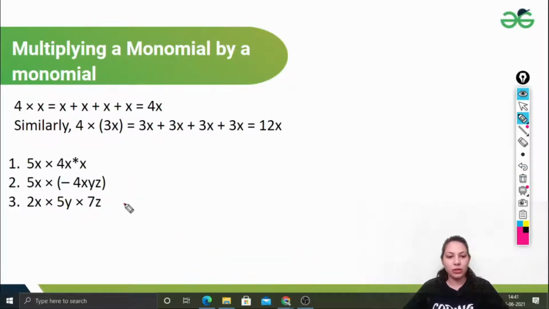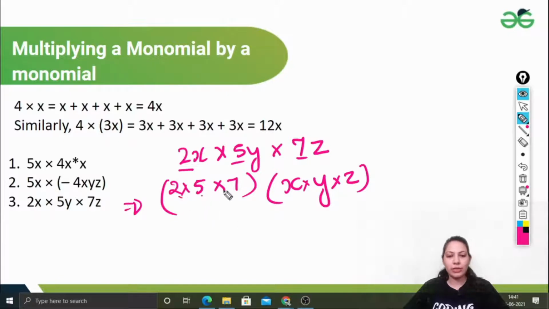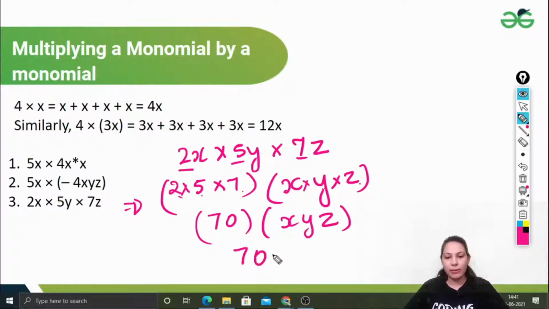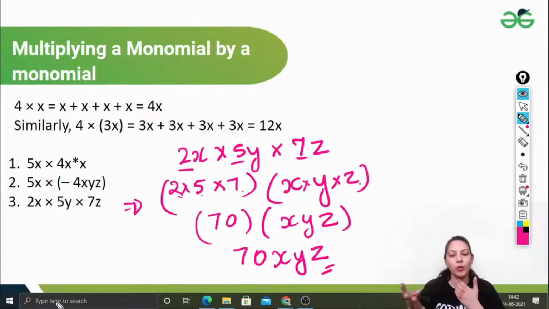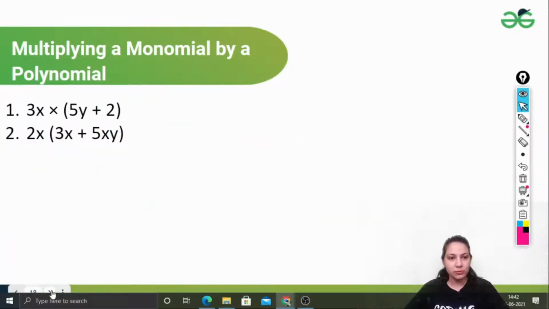So let's do the third question, that is 2x into 5y into 7z. So again coefficients, so 2 into 5 into 7, and here the variables x, y and z. So 5 2s are 10, 10 7s are 70, and x into y into z, x y z. So the answer will be 70 x y z. So just like this we multiply a monomial by a monomial. So now let us move to the other part.